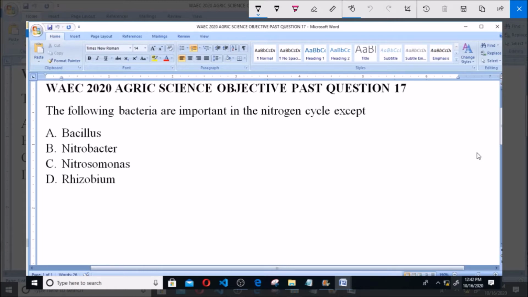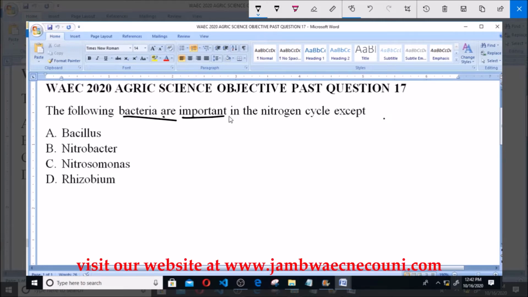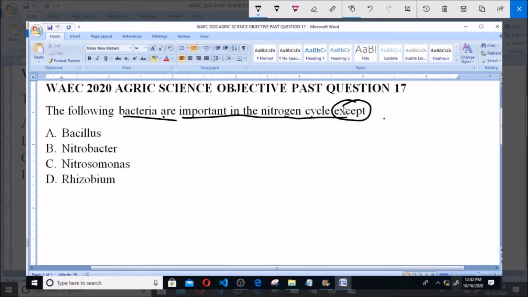The following bacteria are important in the nitrogen cycle except A. Bacillus, B. Nitrobacter, C. Nitrosomonas, D. Rhizobium. So we are talking of bacteria that are important or that are found in the nitrogen cycle, and we're asked to pick out the one which is not important in the nitrogen cycle.